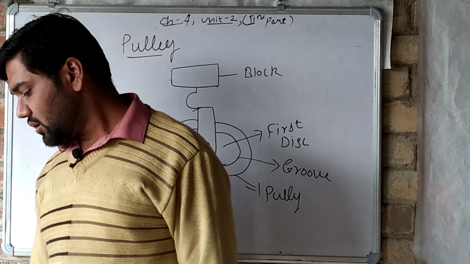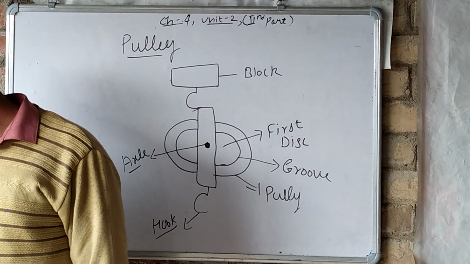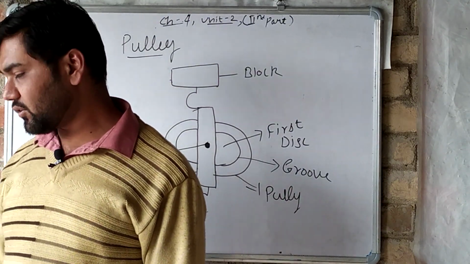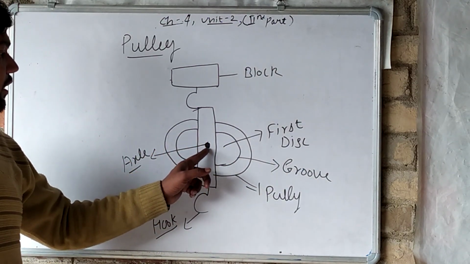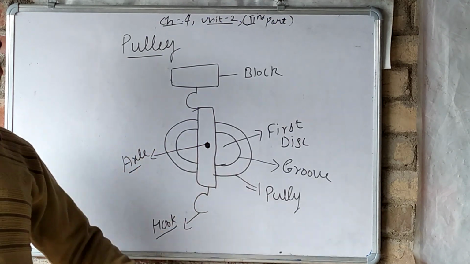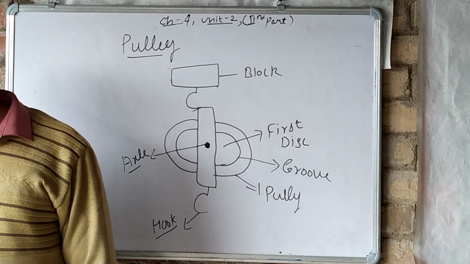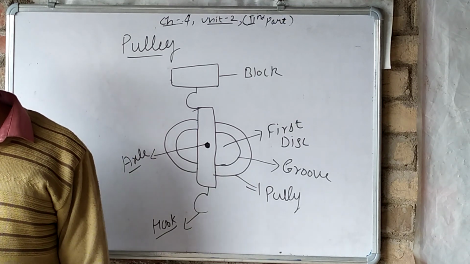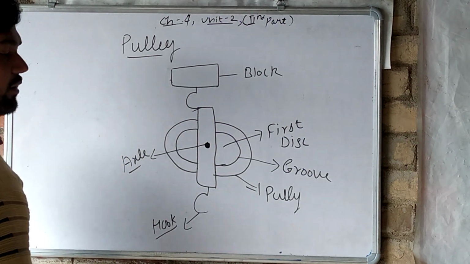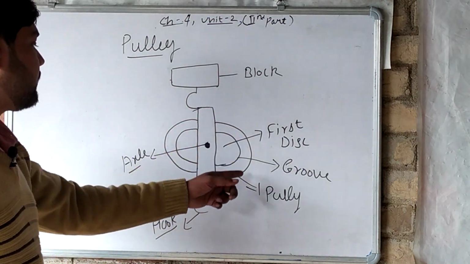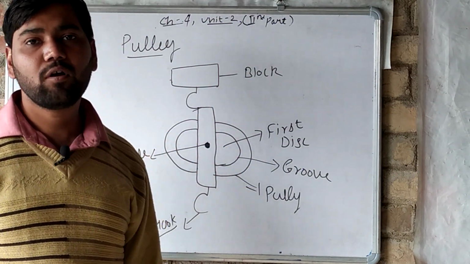See, the definition of a pulley: a flat circular disc having a groove at its edge and capable of rotating around a fixed point. Fixed point means the axle, passing through its center. In a way, the axle is a fulcrum around which the pulley rotates. So this is the whole setup of the pulley.